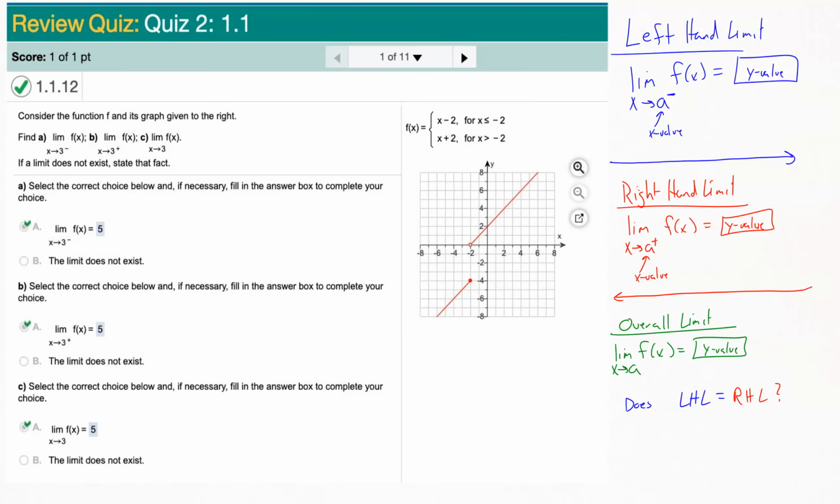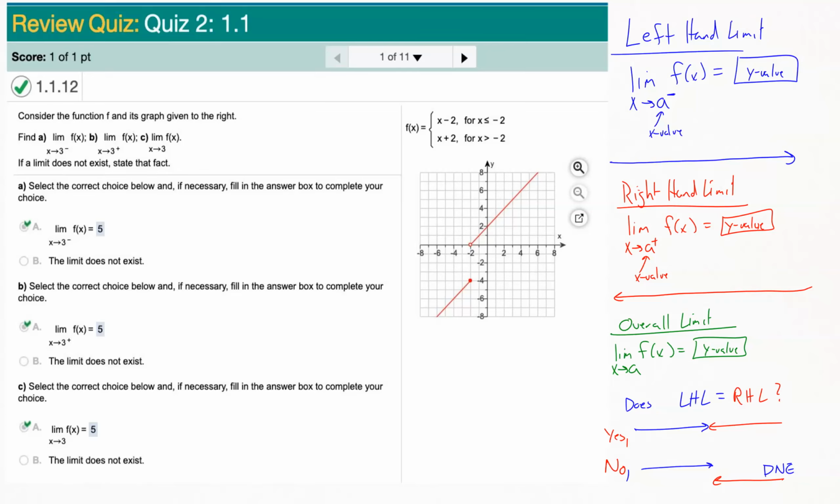So basically, are my two graphs going to come together and run into each other at the same point from the left and from the right? And if so, then the overall limit would be whatever that value is. Or is the answer to that question, no, my right-hand limit maybe is coming down here and my left-hand limit is coming up here, and so they miss each other entirely. And in that situation, that would be a does not exist because the two limits aren't equal to each other.